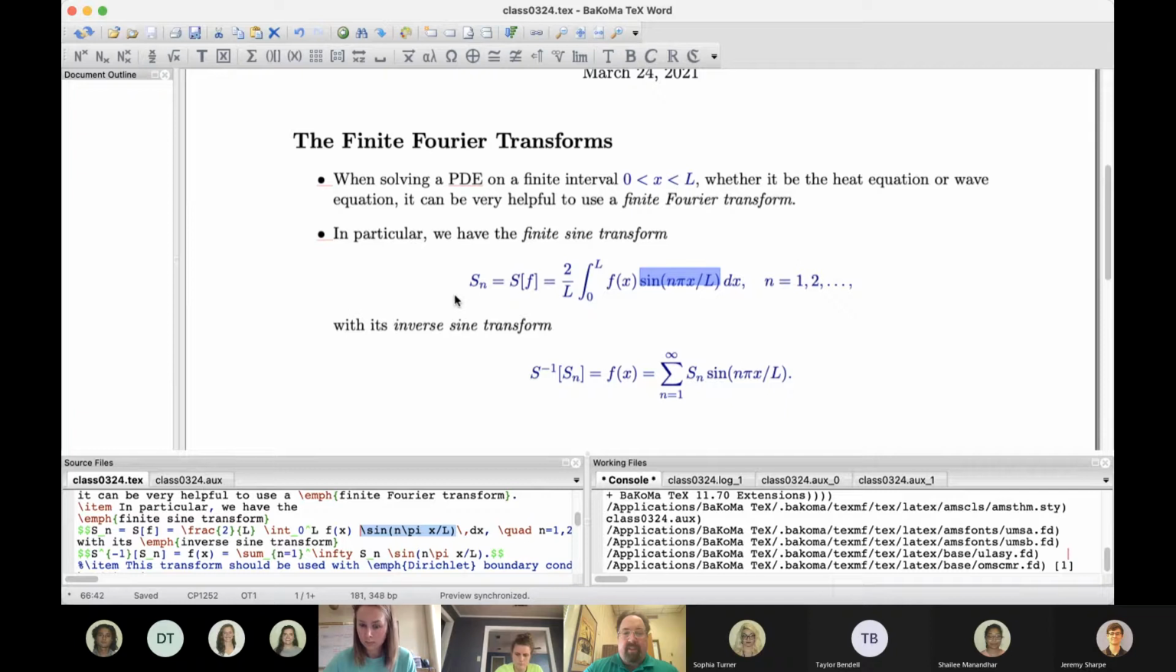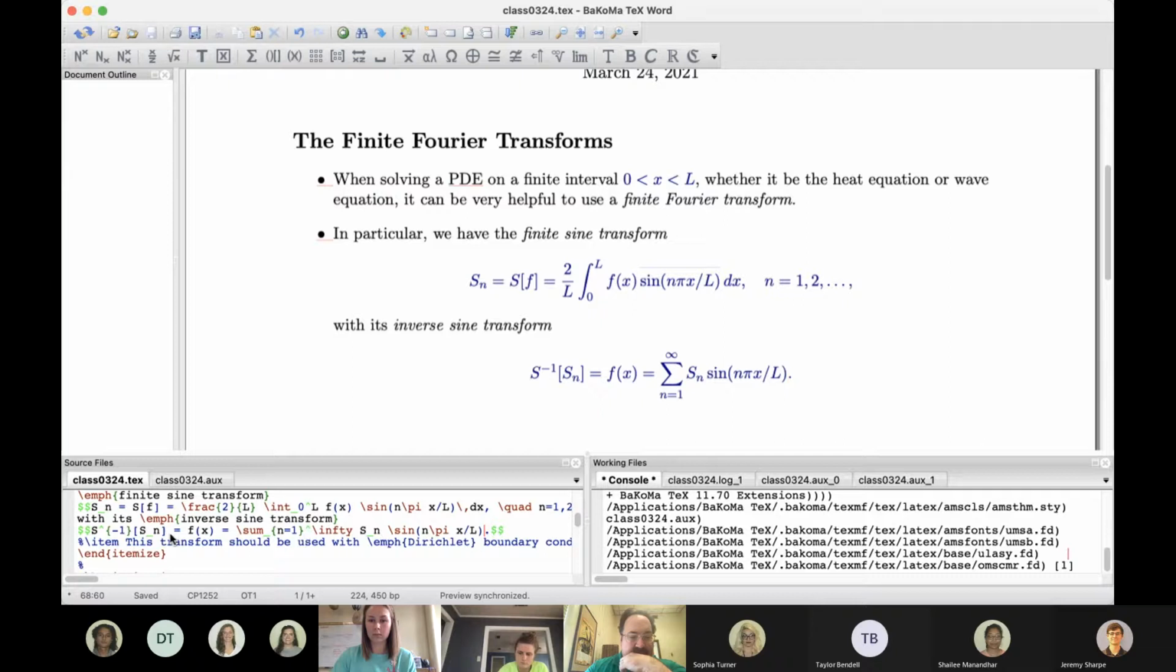Capital S n refers to the coefficients of f of x in this sine series, and taking this series to reconstruct a function f of x is called the inverse sine transform. So the finite sine transform gives you the coefficients, and the inverse sine transform reconstructs the function of x from those coefficients by taking this linear combination.